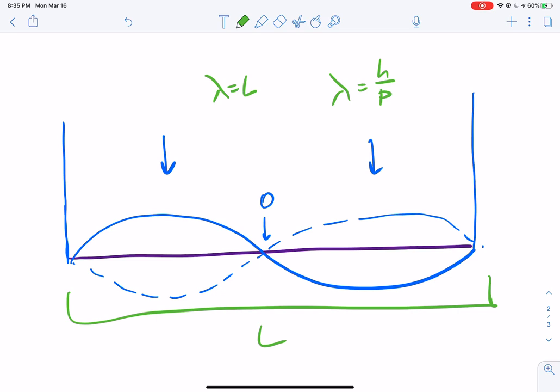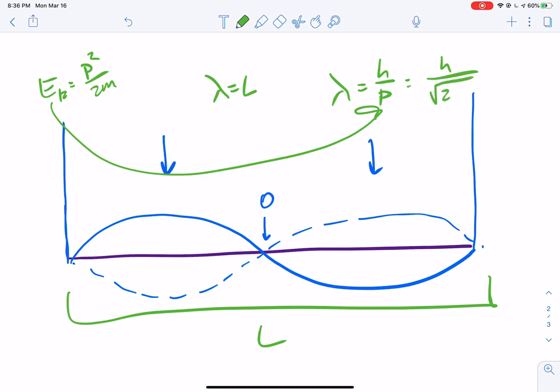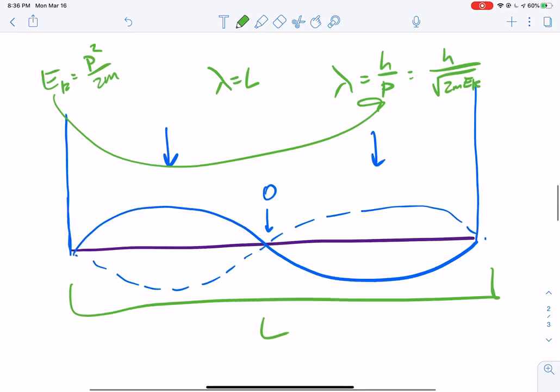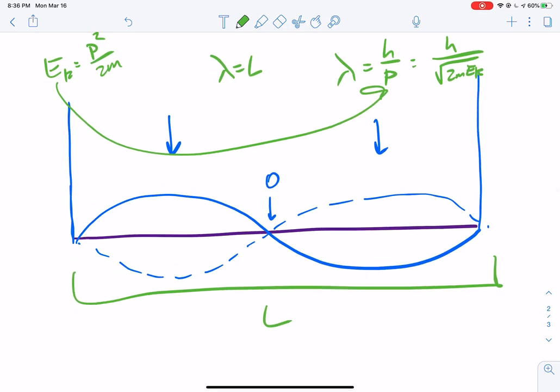Maybe I could go further and say kinetic energy is p squared over 2m, and I could plug that in, and maybe I could find the energy. So that would be h over square root of 2m E_k. And so this wave would have a certain amount of kinetic energy.